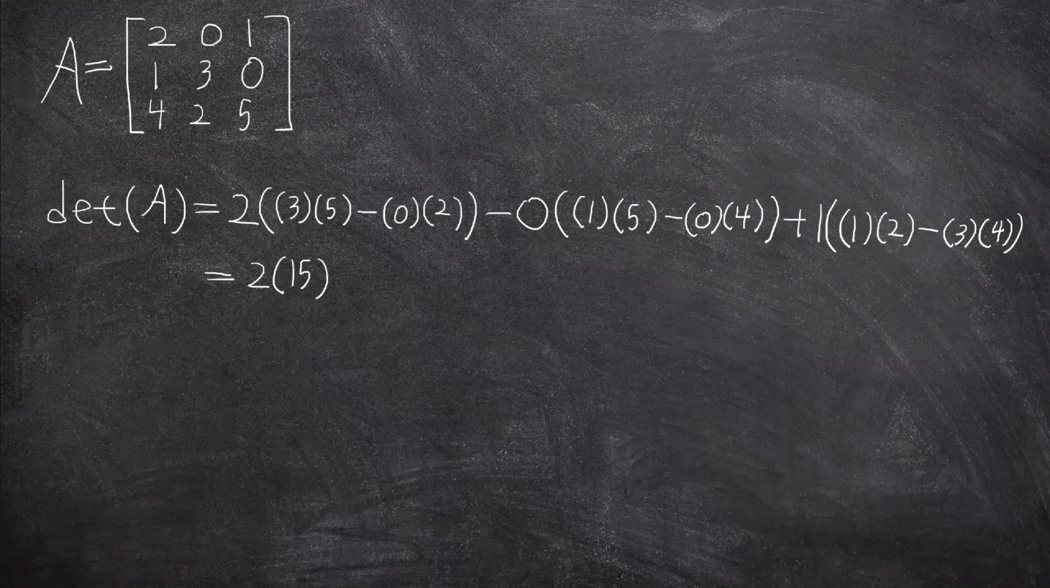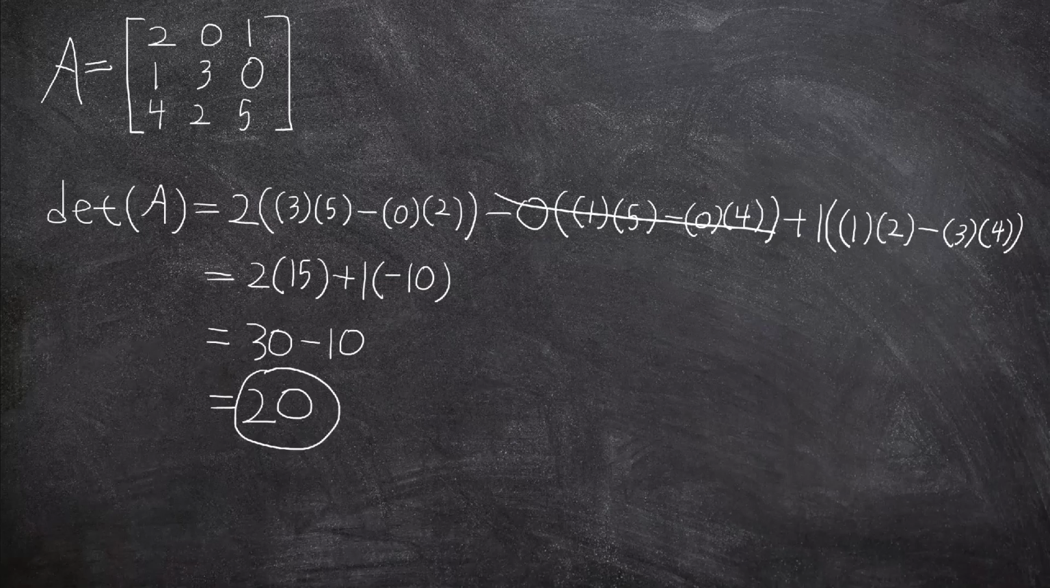Since this is multiplied by 0, we can just not worry about that. And then we have 2 times 1, 2. 3 times 4, 12. 2 minus 12, negative 10. So write it out like so. And then 2 times 15, 30. 1 times negative 10, negative 10. And finally, 30 minus 10 is 20. So this is the determinant of the 3 by 3 matrix A.